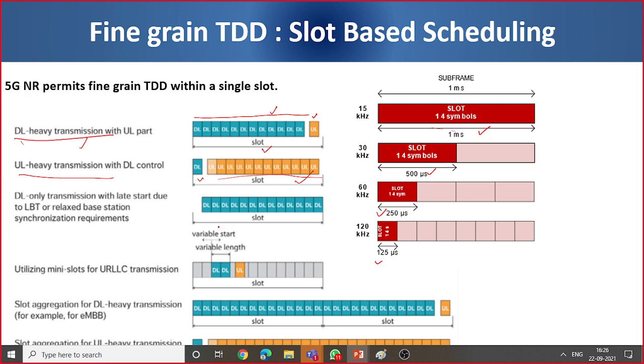So there is a concept of LBT. Does anybody understand LBT? Can somebody tell me what is LBT transmission? Sir, listen before talk. Yeah. So in our Wi-Fi, when multiple devices are there, before they actually transmit, they listen into the air, because the common air interface, the same air interface, is used and there's a chance of collision. So they listen before transmitting.